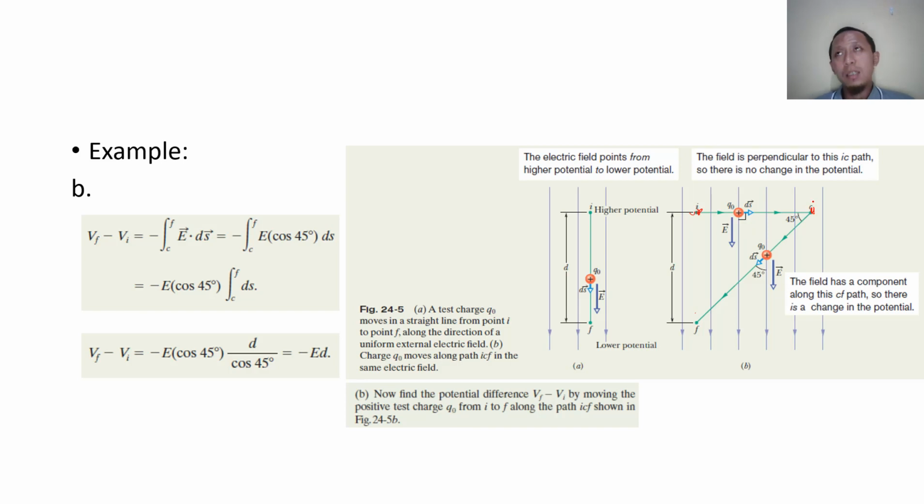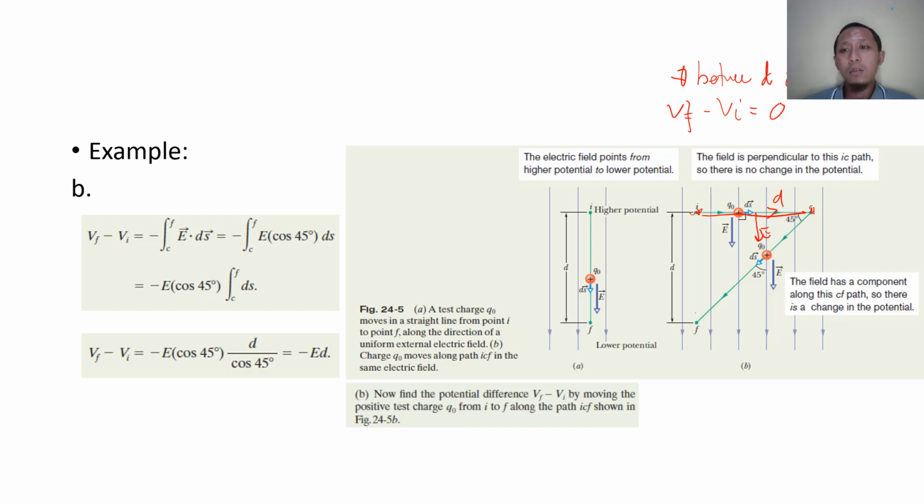Because of the cosine of theta, if we move from I to C, it is 90 degrees. We move here, and this is the E. So the angle theta between ds and E is equal to 90 degrees. So Vf minus Vi is equal to 0, because cosine 90 degrees is 0. So for I to C, Vf minus Vi is equal to 0.